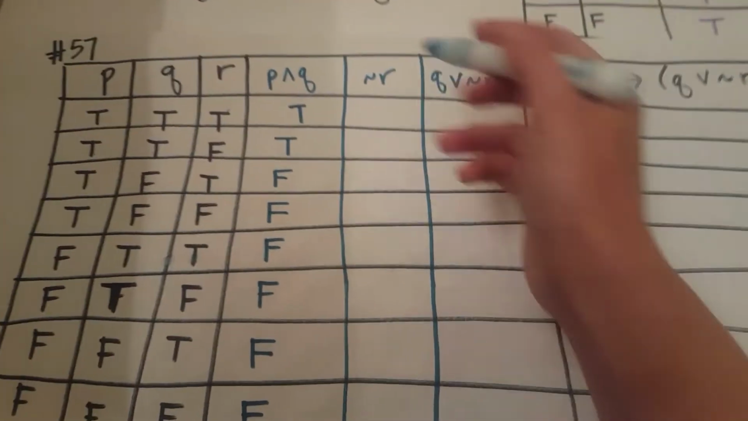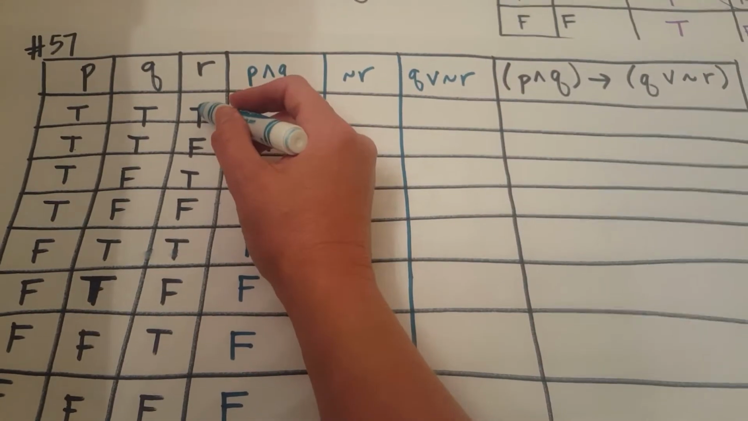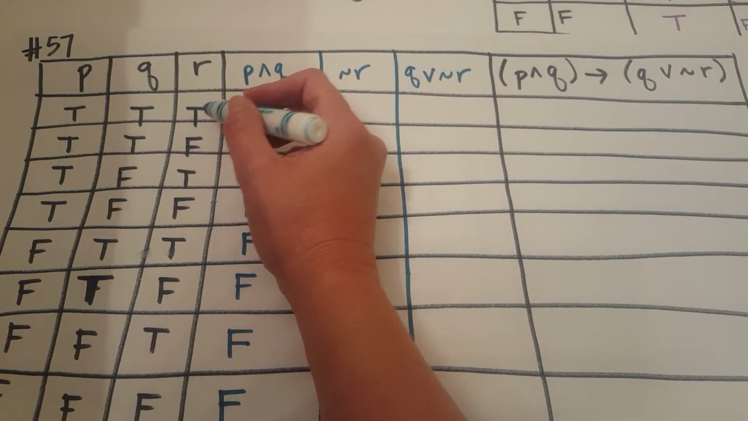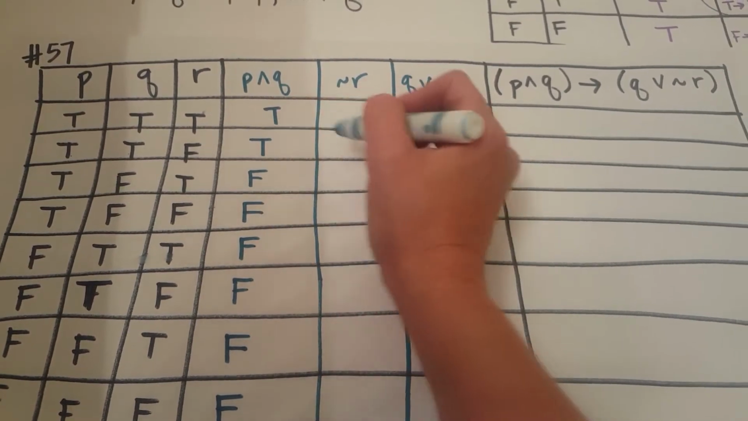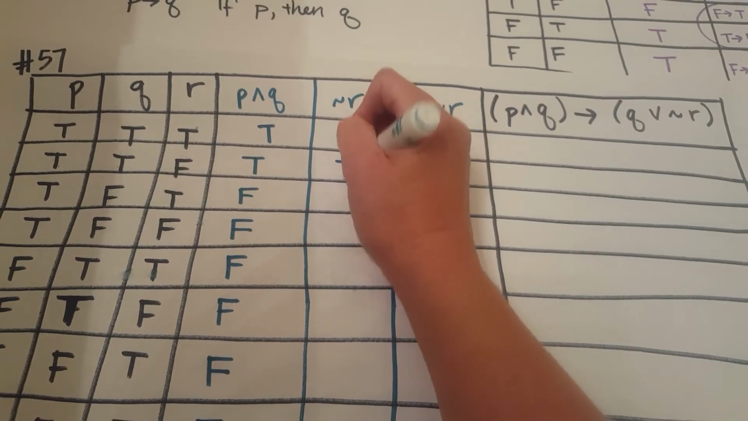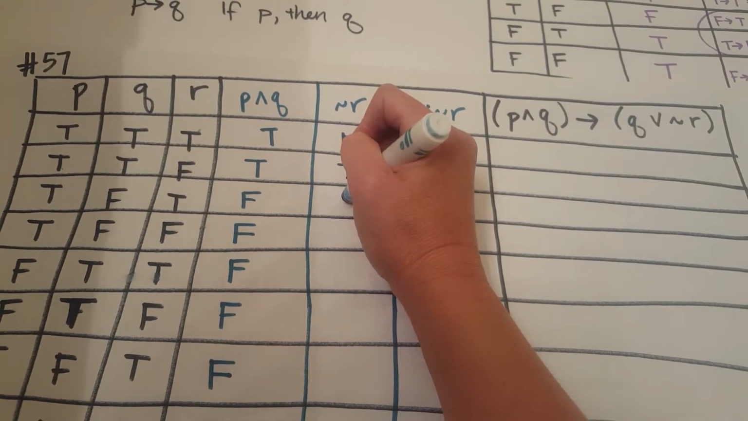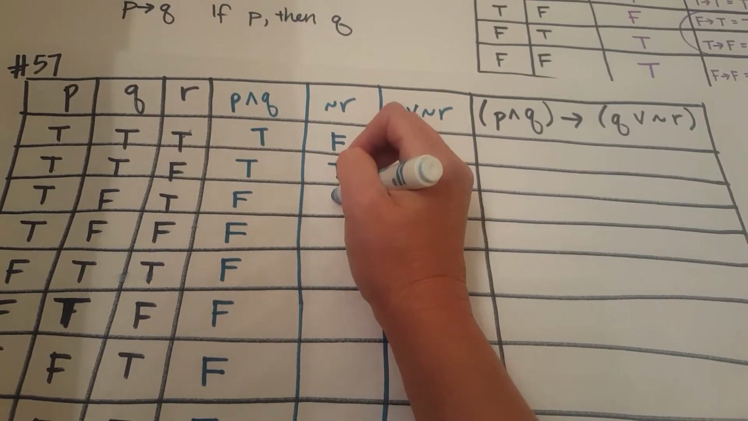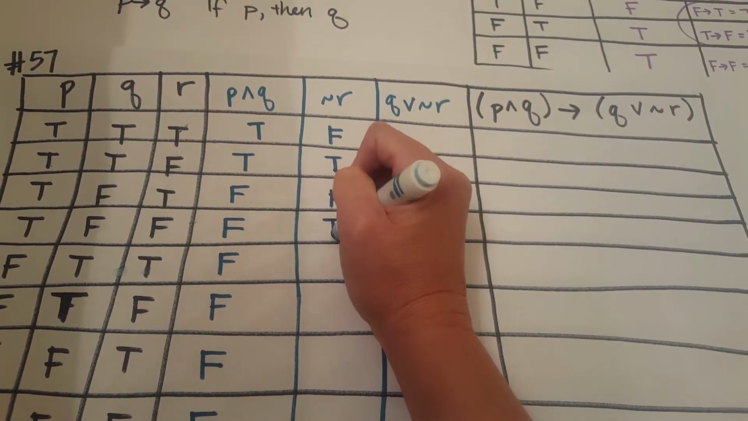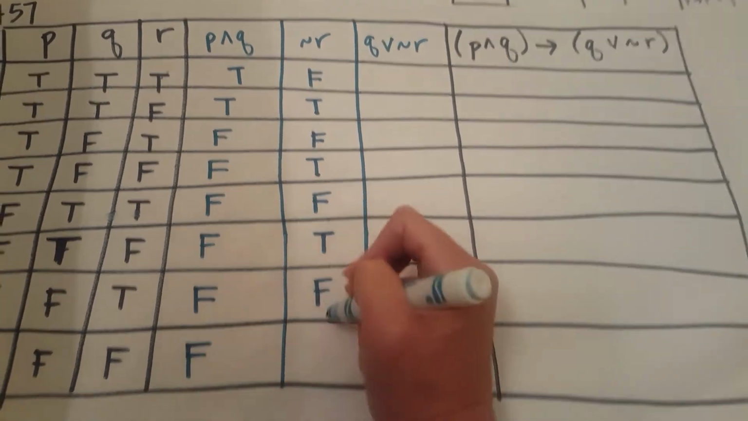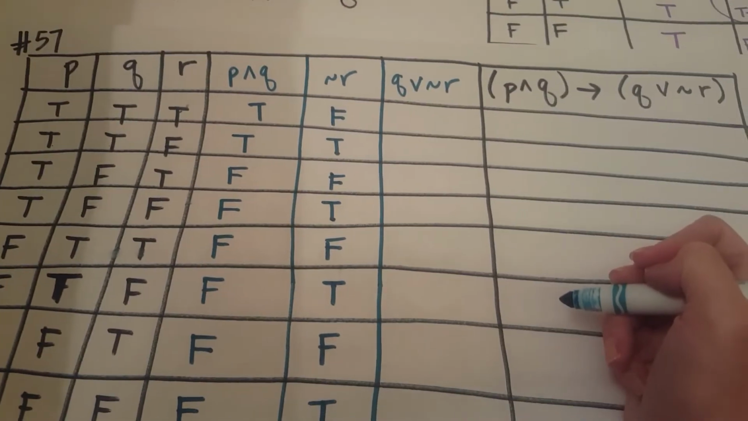All right, now tilde R. We're going to go to this R column and we are going to alternate every sign. So every true will turn into a false, every false will turn into a true. So here we go. False, true. Did I do that right? Yes, I did. Sorry. False, true, false, true, false, true, false, true. And as you can see, even I get confused sometimes because there are so many letters.